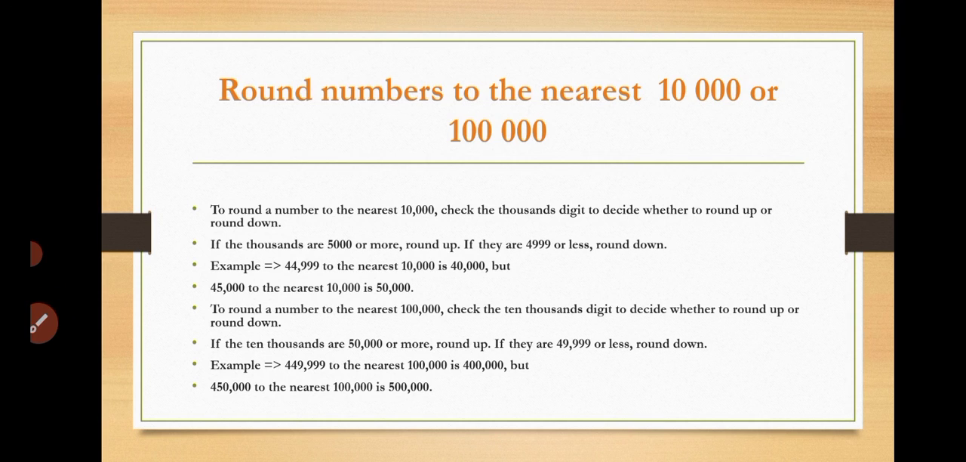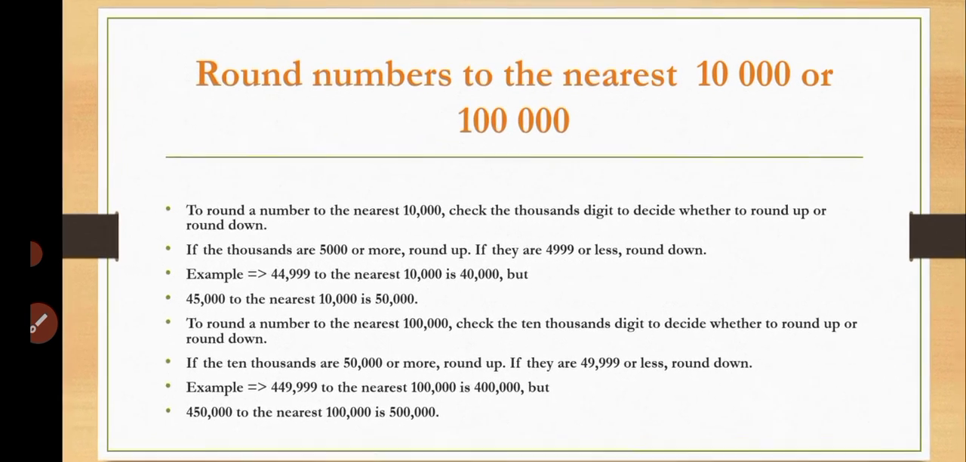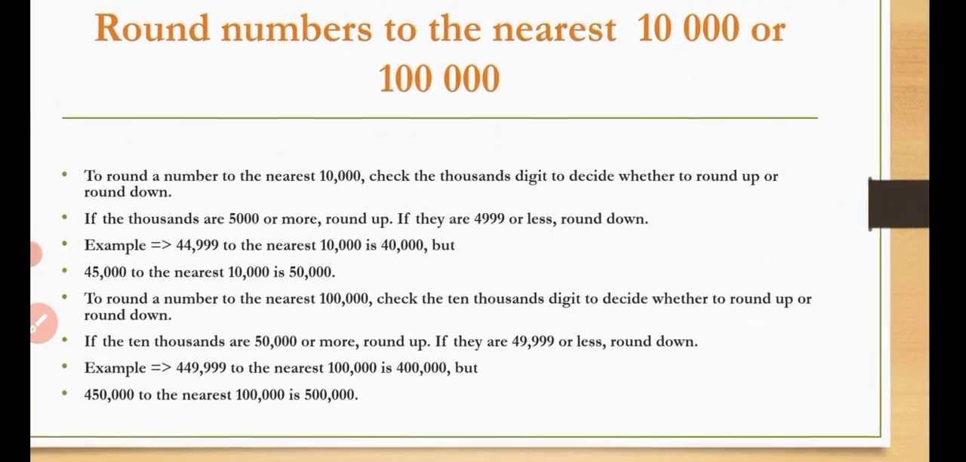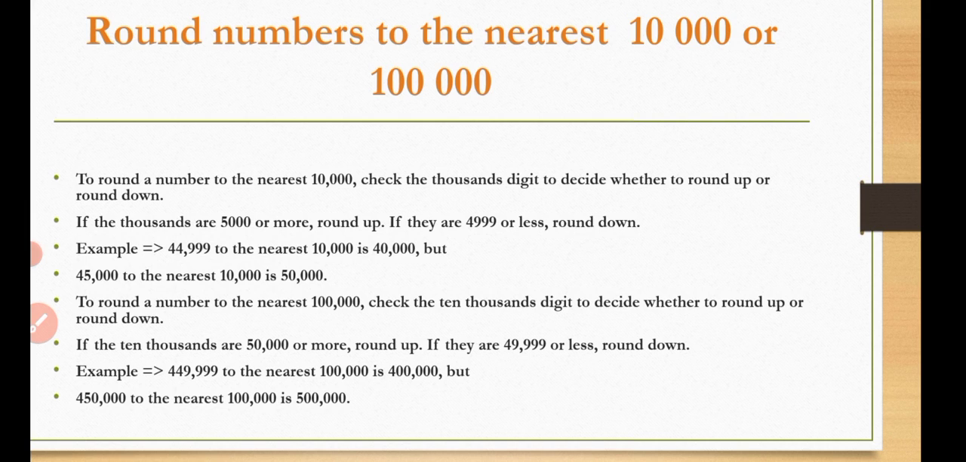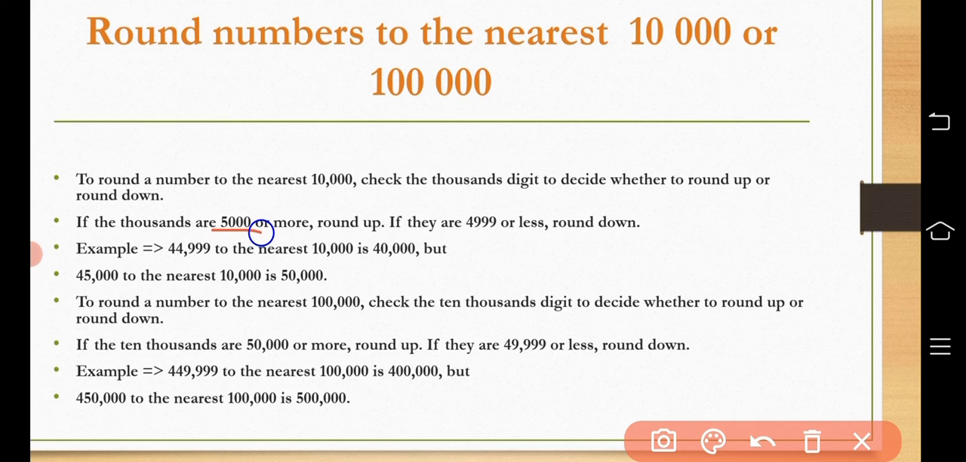Now next see how we can round numbers to the nearest 10,000 or 100,000. Here there are some rules written. To round a number to the nearest 10,000, check the value of the 1000 digit place to decide whether to round up or round down. If the thousands are 5000 or more, then you have to round up. And if they are 4999 or less, you have to round down. Okay, let's see an example.